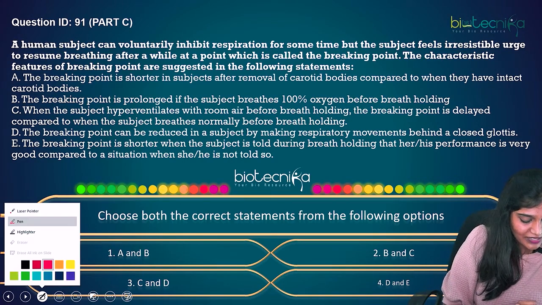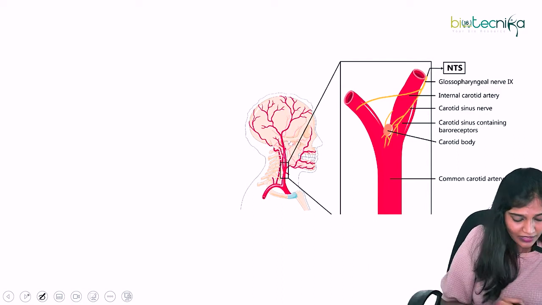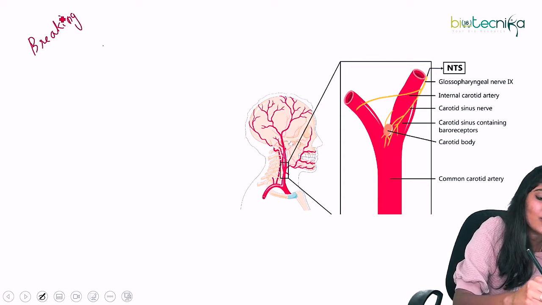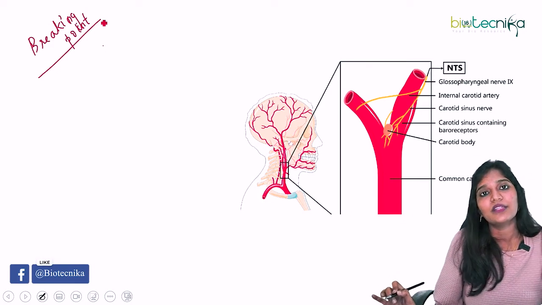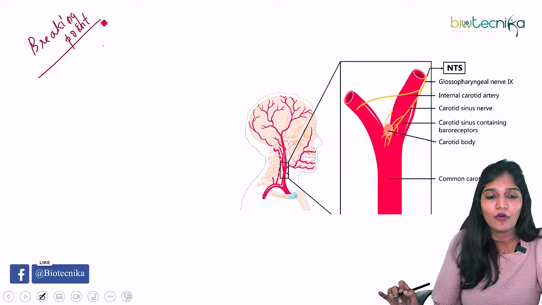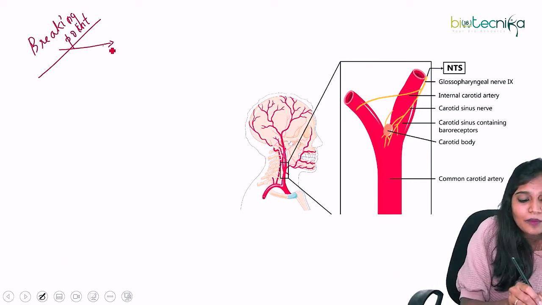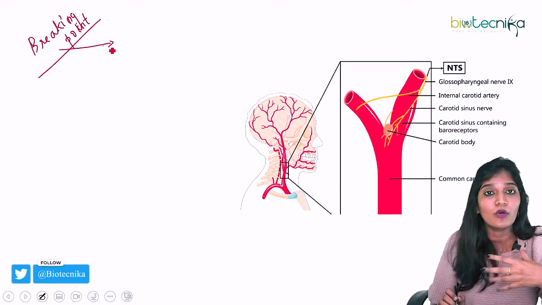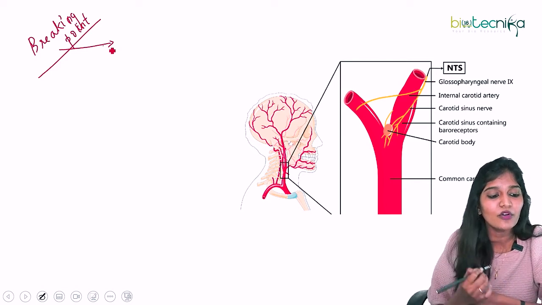So first let's understand this in detail. Breaking point. So what is this breaking point? When you can't hold your breath for so long, the point at which you will say, okay, let me breathe it out. That point is called the breaking point. Okay. So when will this breaking point happen? Why are you not able to hold your breath for so long? Only for a few seconds you can hold your breath. Why are you not able to?